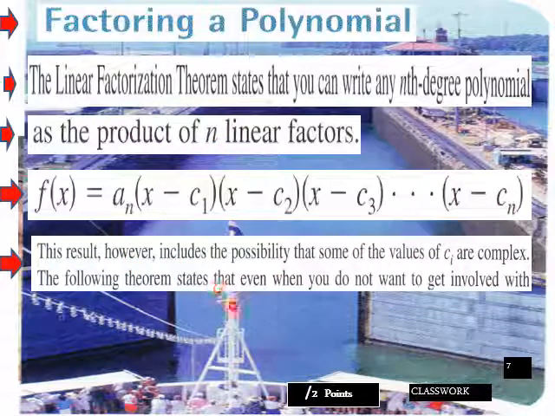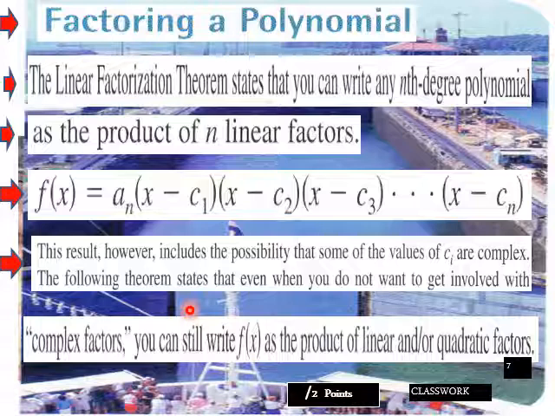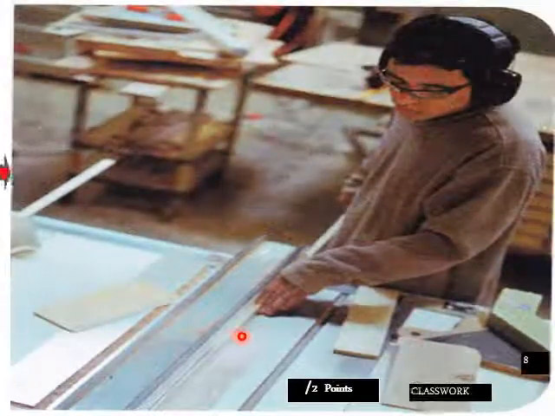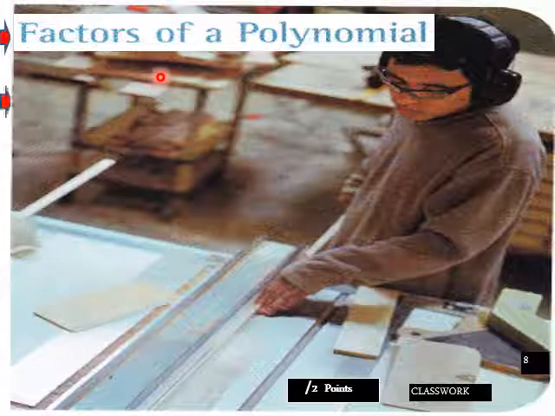So this result, however, includes the possibility that some of the values of c to the i are complex. The following theorem states that even when you do not want to get involved with complex factors, you can still write f of x as the product of linear and or quadratic factors. So this is something to keep in mind that we're going to apply in our future work here.